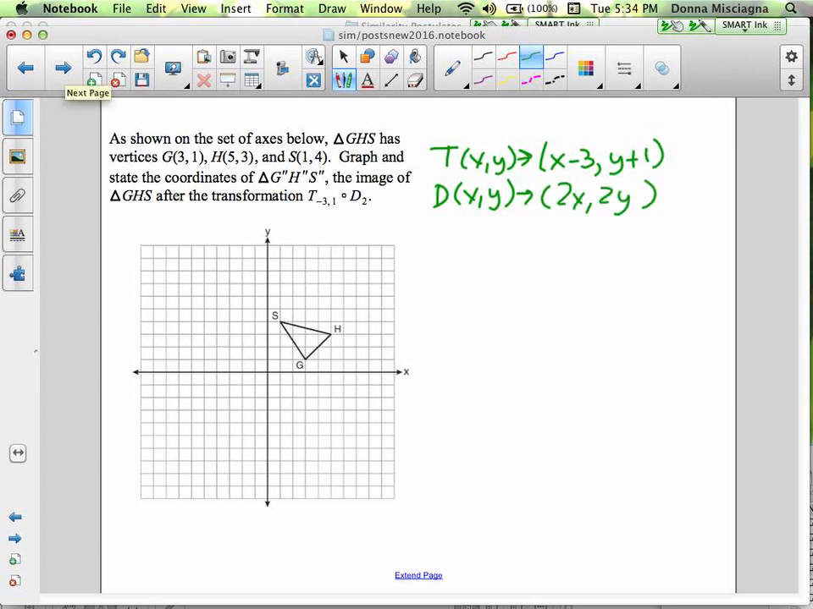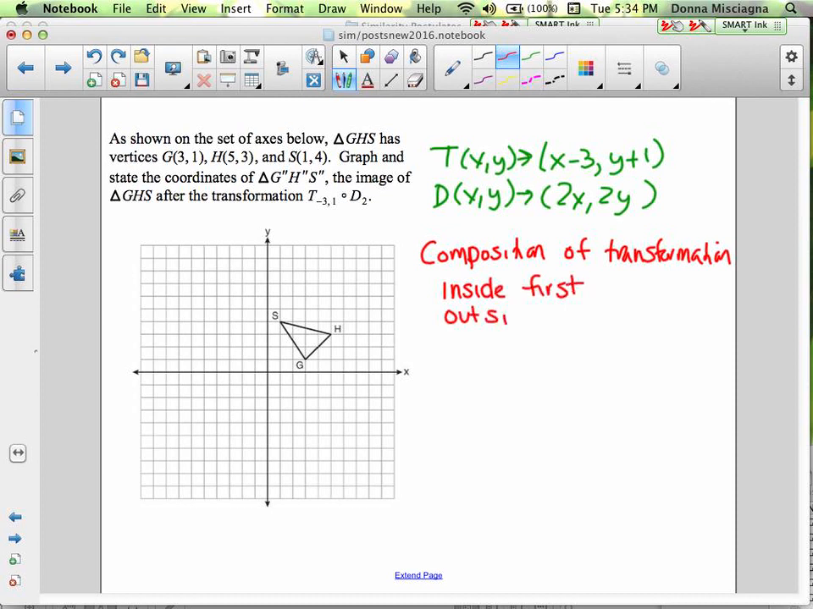Now, which one do you think we do first? Well, it's probably not the way you think it's going to be. This is called a composition of transformations. And this actually will help you in later classes when we look at transformation of functions. So in a composition of transformations, you do inside first, outside last.